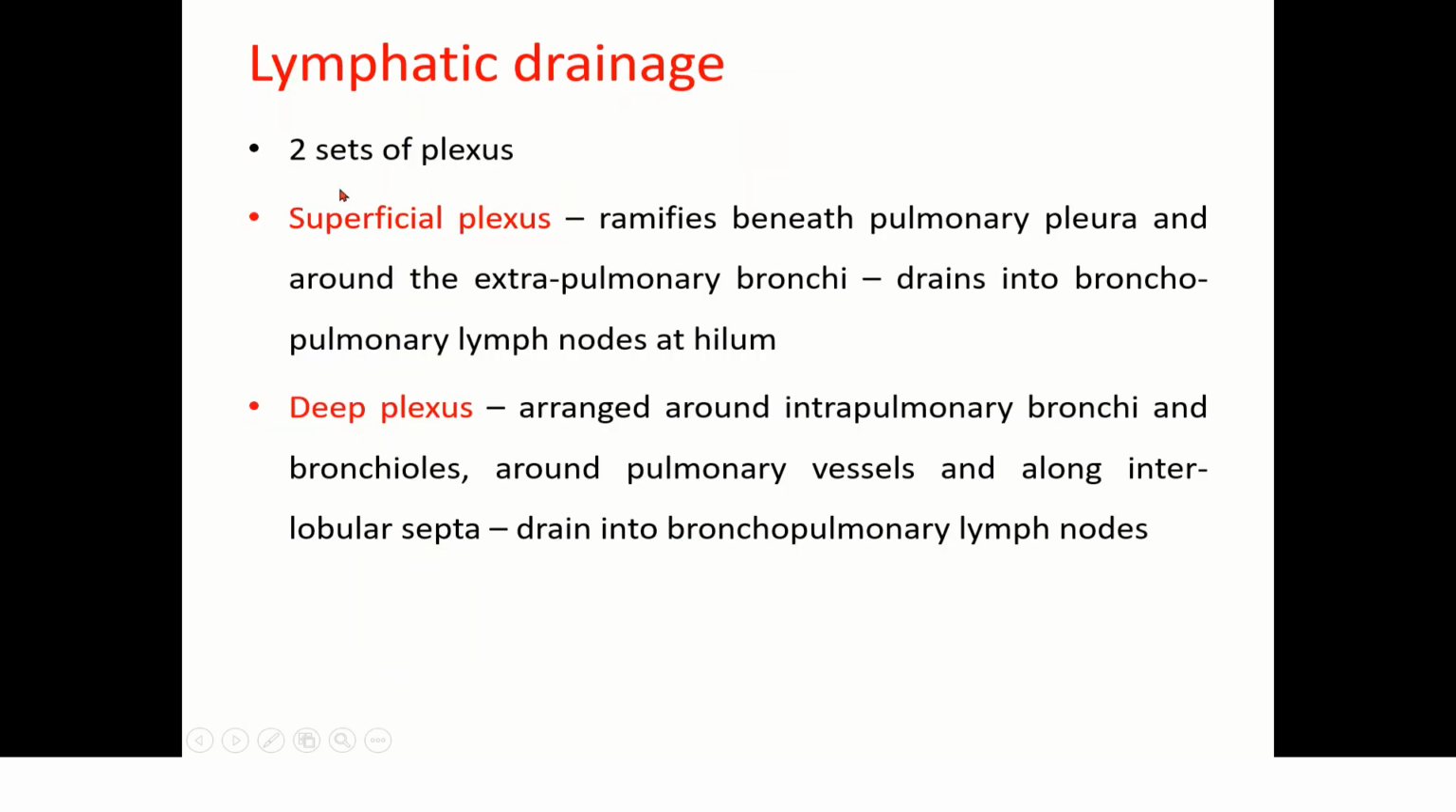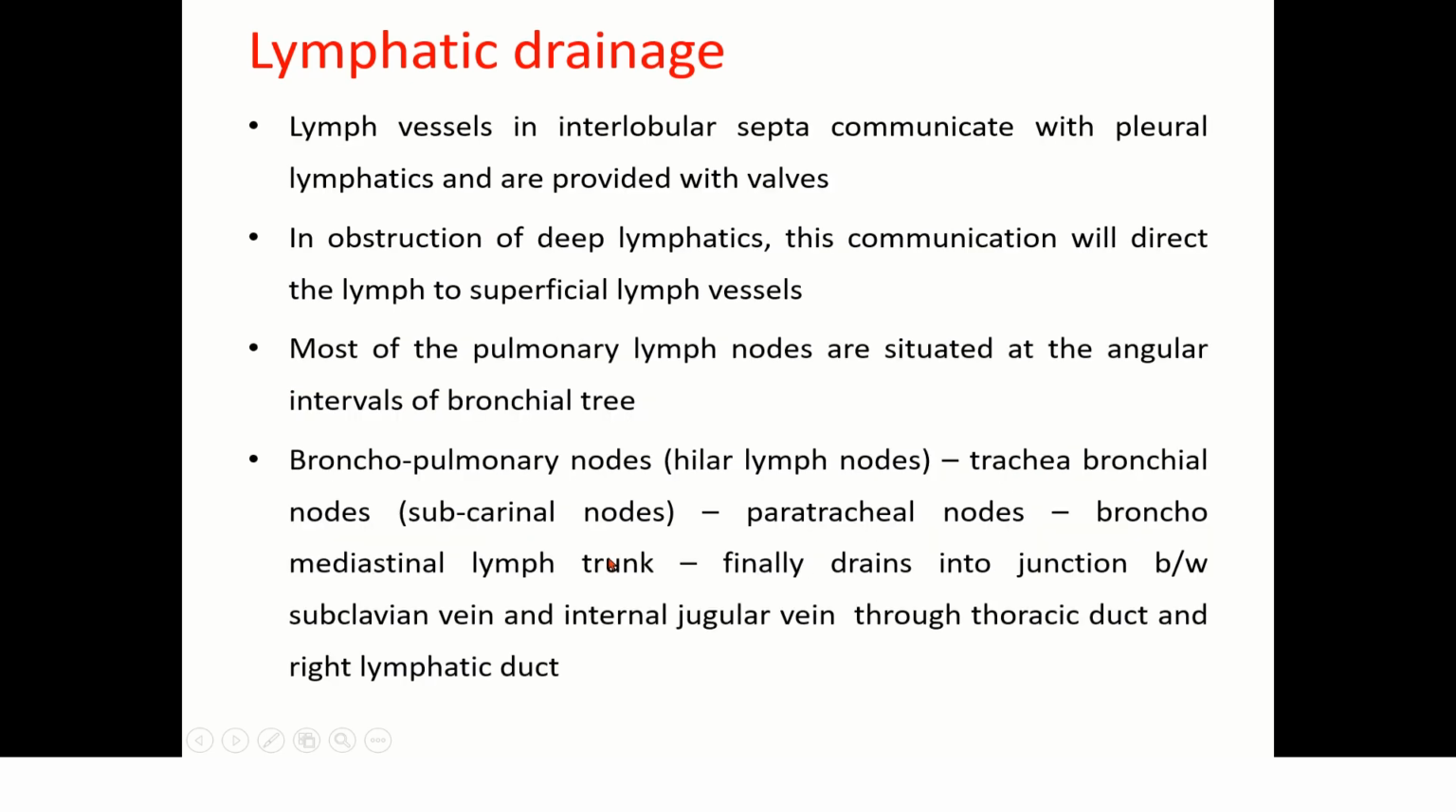And lymphatic drainage. Again, there are two sets of plexus, superficial and deep. The superficial plexus ramifies beneath the pulmonary pleura and around the extrapulmonary bronchi, and drains into bronchopulmonary lymph nodes at the hilum. The deep plexus is arranged around intrapulmonary bronchi and bronchioles, and also around pulmonary vessels and along interlobular septa, and drains into bronchopulmonary lymph nodes. Lymph vessels in interlobular septa communicate with pleural lymphatics and are provided with valves. So in obstruction of deep lymphatics, this communication will direct the lymph to the superficial lymph vessels. Ultimately, they will go to the bronchopulmonary nodes.